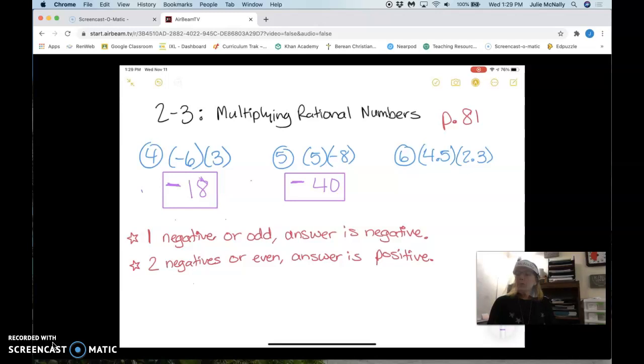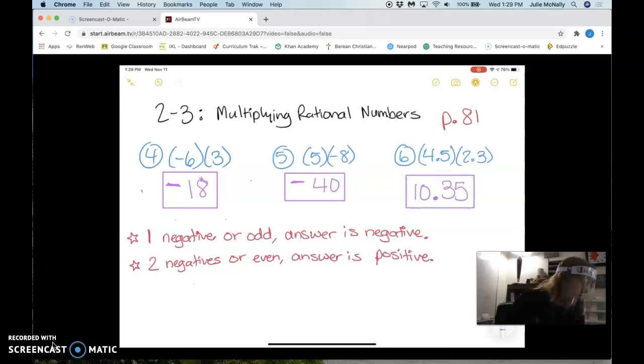Okay, so number 6, now we have decimals. How many negatives do I have? 0. So the answer is going to be what? 10.35, and it's going to be positive. Good. So 4.5 times 2.3 is 10.35. Copy these in your math journal.